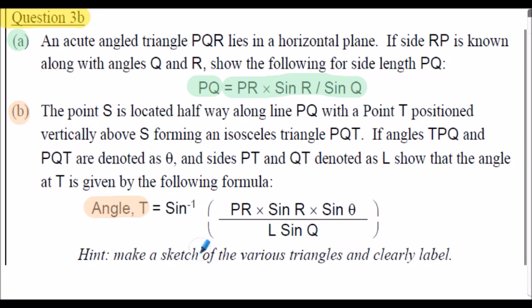As a hint suggests, I would strongly encourage you to make sketches of the various triangles required, clearly labelled appropriately. I hope this presentation has been of interest to you, and thank you for viewing.